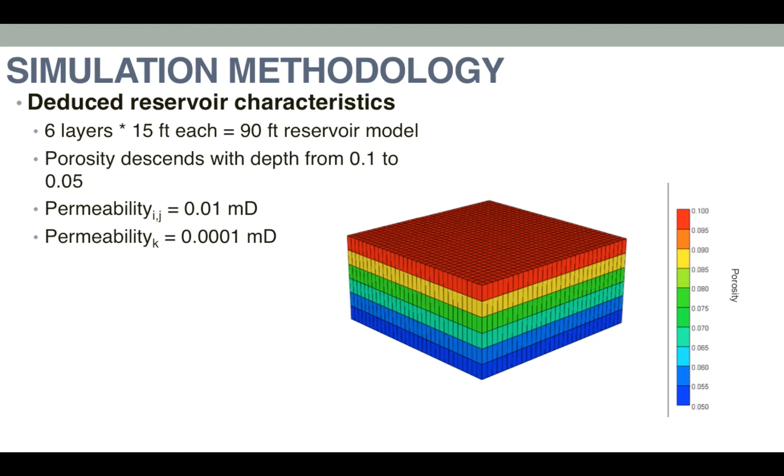Next. Since the reservoir info we received from Pemex was for a sandstone reservoir, we actually had to deduce some characteristics for our own model to simulate a shale reservoir. This mostly depended on the porosity and permeability. So we went with a porosity ranging from 10% to 5%, and we decreased this with depth due to compaction effects. We went with a permeability of 0.01 millidarcy in the horizontal directions, and a permeability even lower of 0.001 millidarcy in the vertical direction to simulate shale in the best way.